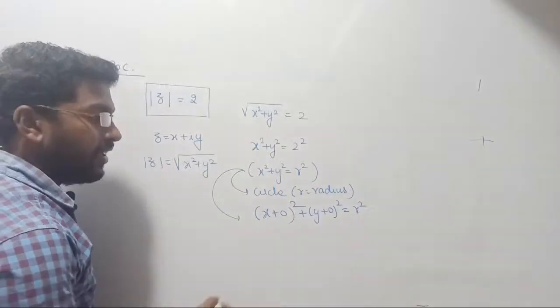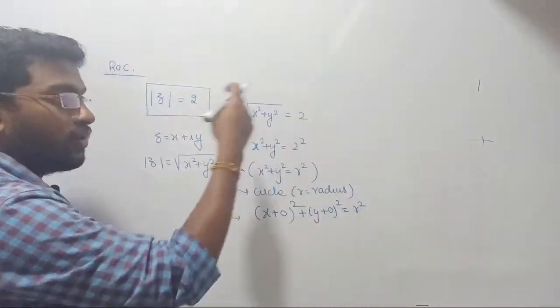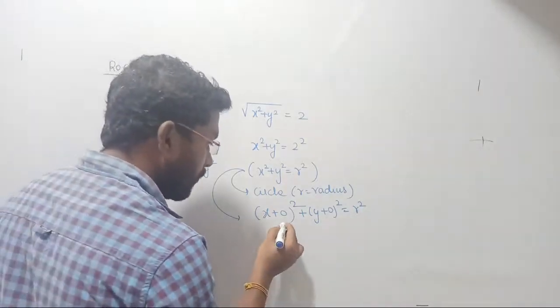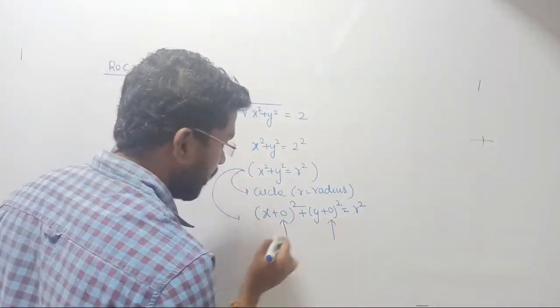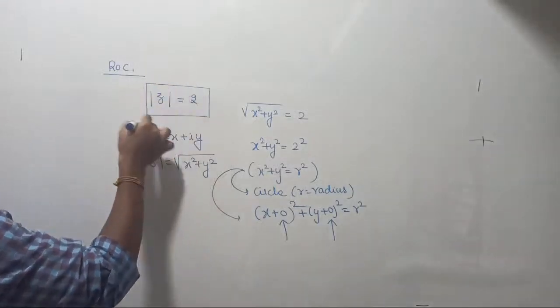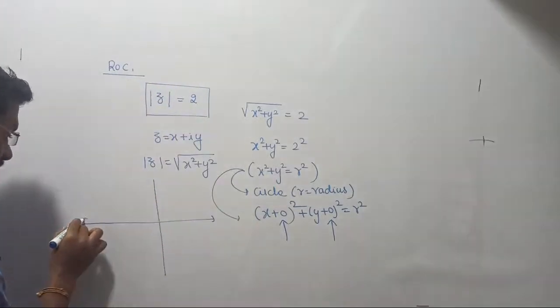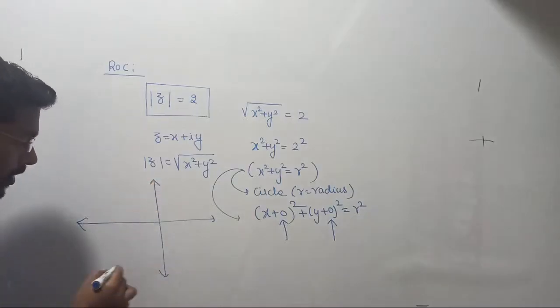It means r denotes the radius, how big the circle is going to be. What about the center point, where should I start? We should start from 0,0, right? Like that. So if they define mod z equal to 2, its region of convergence is simply that we are going to draw a circle with the x and y variables, right?